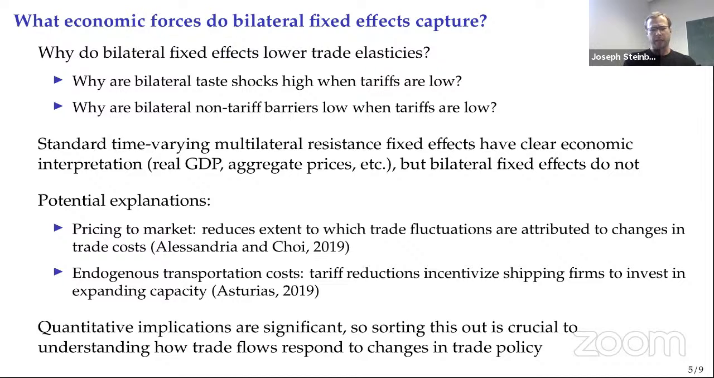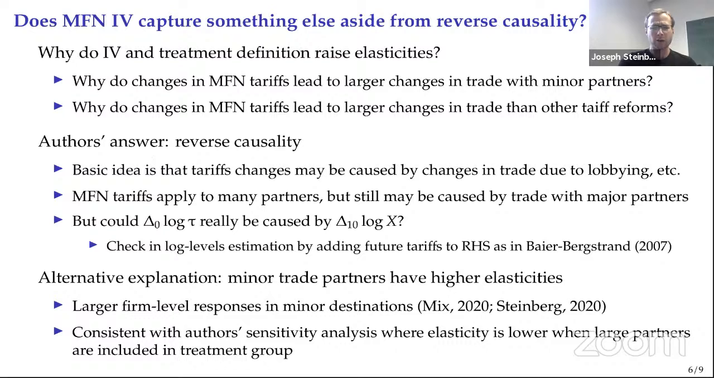But very briefly, the quantitative implications of this are really significant. They push down trade elasticity estimates a ton. And so I think it's really important to sort out what's going on here. What kind of models do we actually need to use to understand how trade responds to changes in trade policy? I'd also like to get deeper into the economics of the IV. The authors do propose a pretty solid potential explanation to this, reverse causality.